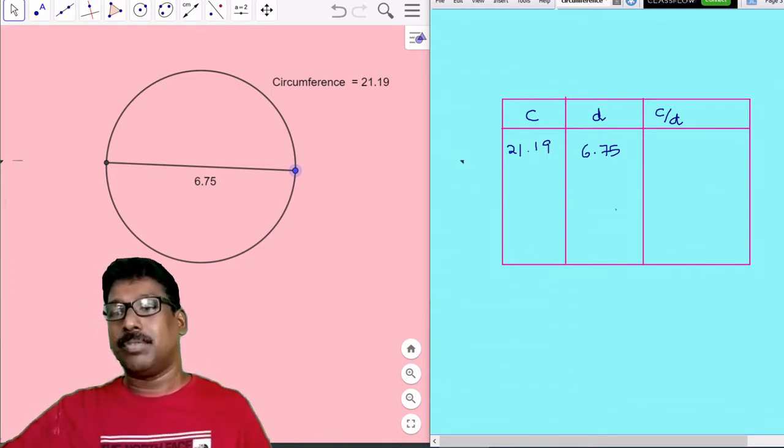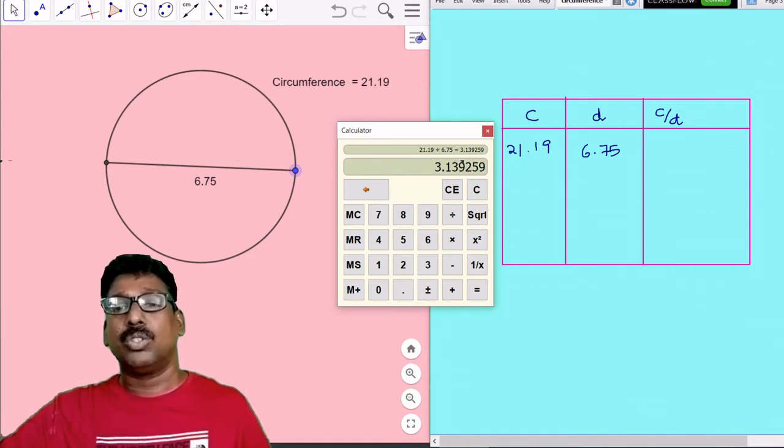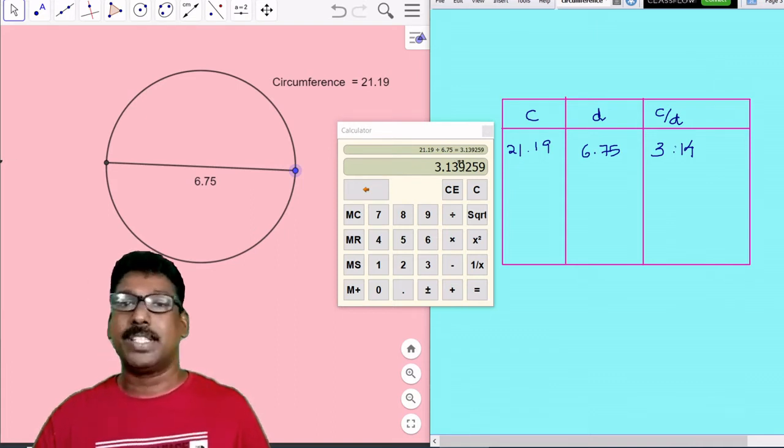Let me take the help of a calculator since these are decimal numbers. 21.19 divided by 6.75 is equal to 3.139259. Correct to 2 decimal places, the digit 3 after 9 rounds up to 4, so it is 3.14 corrected to 2 places of decimal.